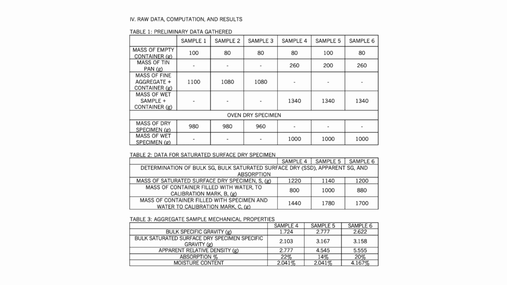The absorption percentage values of 14% to 22% suggest potential measurement error or increased aggregate porosity. The moisture content remains constant in trial 1 and trial 2 at 2.041%, but increases in trial 3 to 4.167%, indicating a higher potential for moisture retention compared to trial 1 and trial 2. The specific gravity and density values offer crucial information on the stability, strength, and durability of aggregates in building applications.